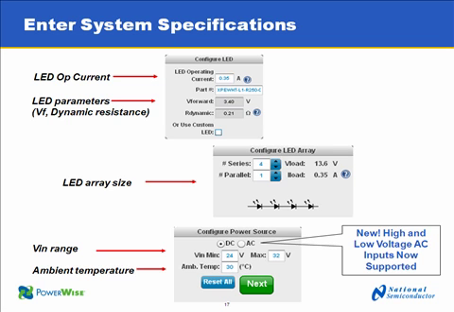You also need to enter in your V-in range, so your V-in min and V-in max. In this case, I've listed 24 to 32 volts, your ambient temperature, and then we also have an AC option if you wanted to do AC input.